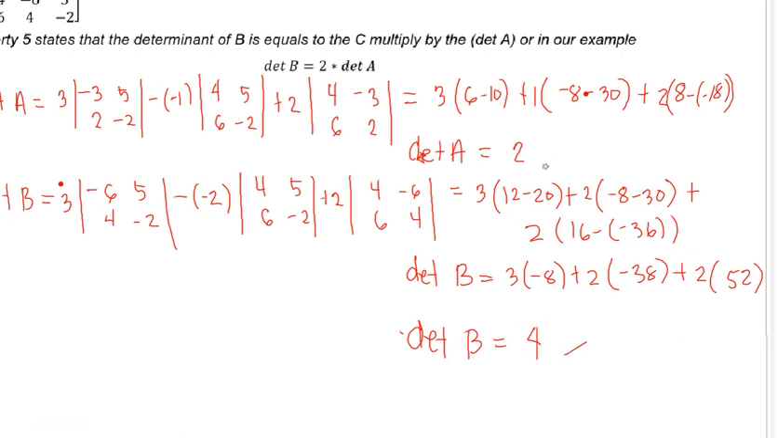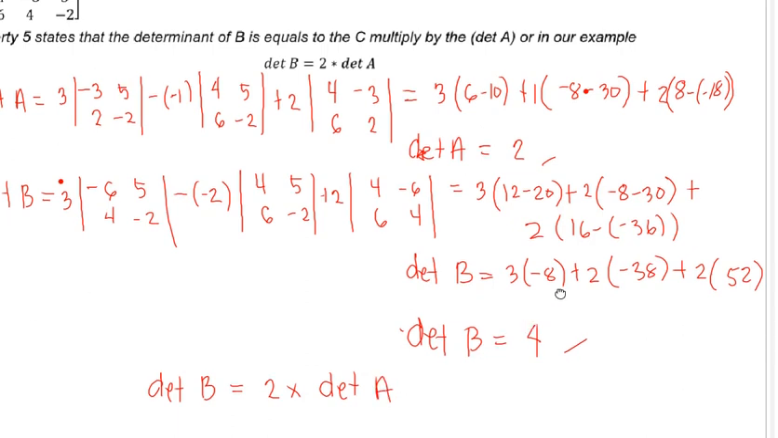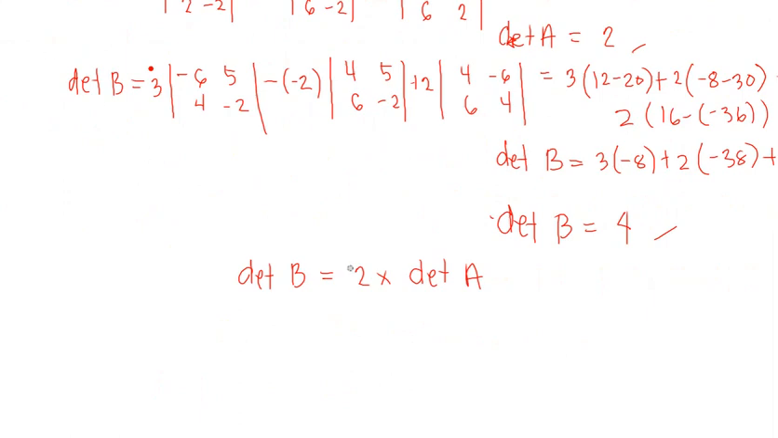So tama na ang determinant of B natin is equal to the multiplied coefficient. In our example, yung multiplied coefficient natin na C is 2. So we have 2 times the determinant of A. So determinant of B natin, we have 4. And 2 times yung determinant of A natin is ito, yung 2. So that is 4 is equal to 4.